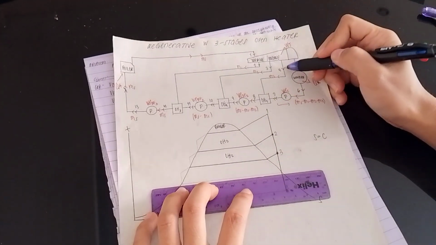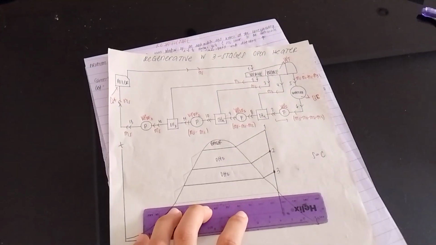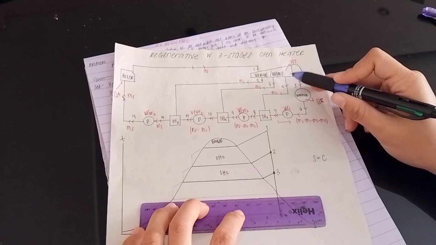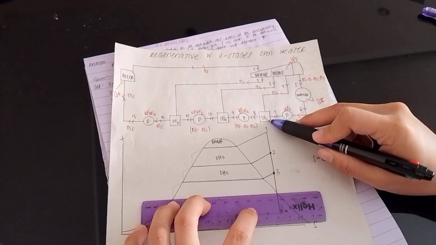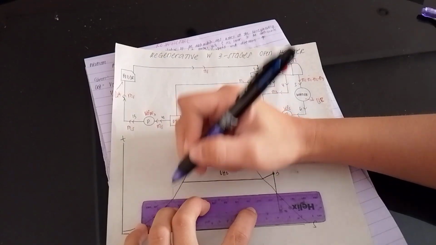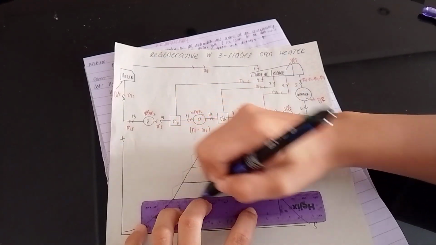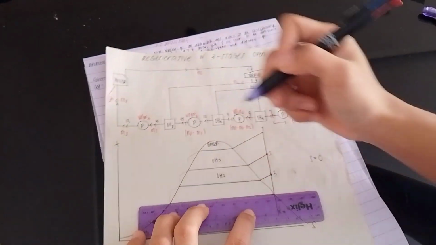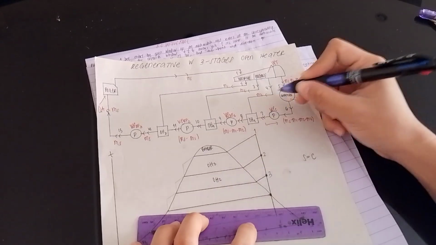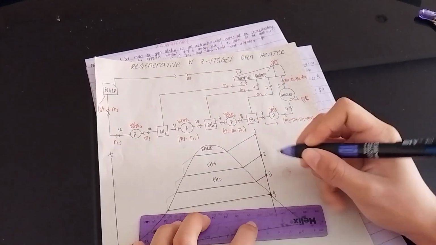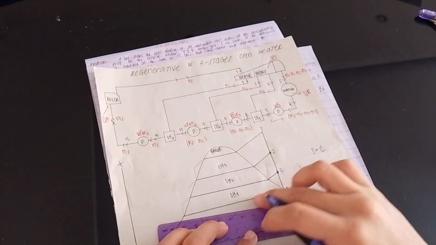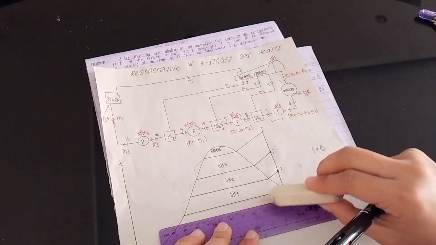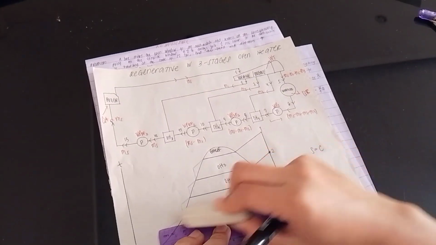Next, we have state 4 here. State 4 is connected to the turbine and to open heater 1. So therefore, we draw a straight line here, slightly slanted. This point will be our state 4, and this will be our OH1. This line is our OH1. Wait, let me erase it for a bit.